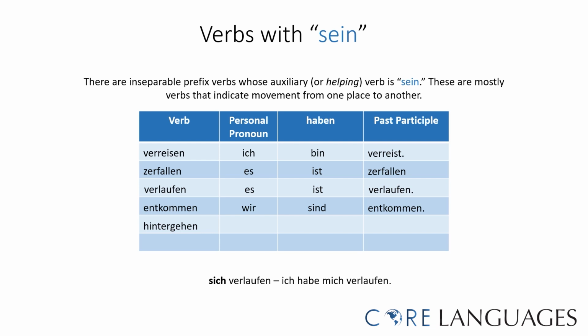Hintergehen, to cheat someone or to deceive someone. Ihr seid hintergangen. You have deceived or you have cheated. Zerspringen, to crack or to break. Sie sind zersprungen. They have broken or they have cracked.